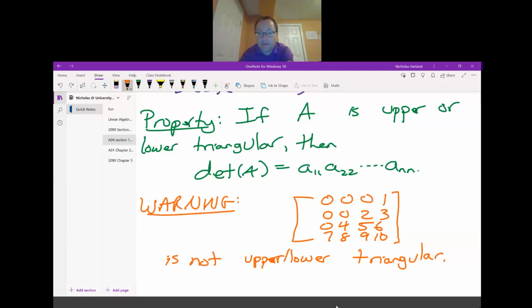So I encourage you to try it and see what happens if you did expand along the first row. In fact, we can probably talk about it briefly right now. What would happen if you expanded along the first row? That would be different than what we had when the 1 was in the first position.